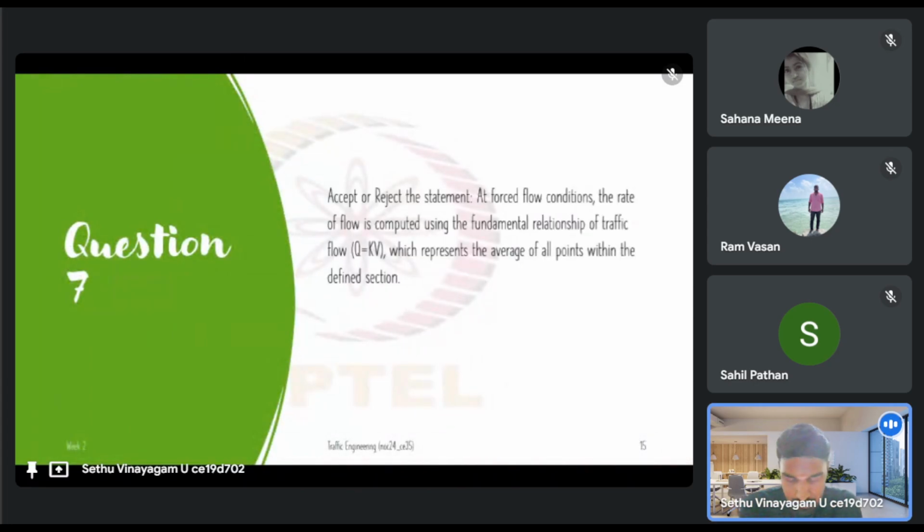Okay, so the next question is, at forced flow conditions, the rate of flow is computed using the fundamental relationship of traffic flow, Q is equal to KV, which represents the average of all points within the defined section.